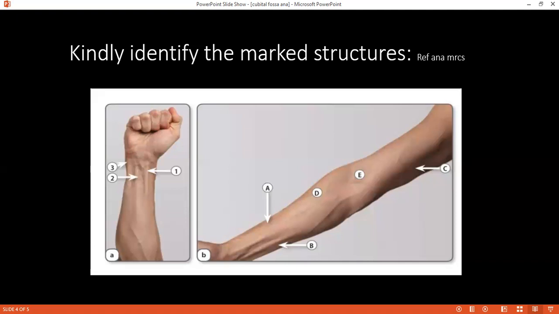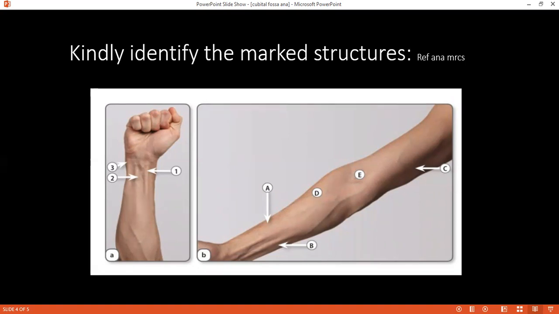Okay, can you mention the flexors of the elbow? Which muscles are responsible for the flexion of the elbow joint? Flexors of the elbow joint are brachioradialis, pronator teres, flexor carpi ulnaris, palmaris longus, and flexor carpi radialis.